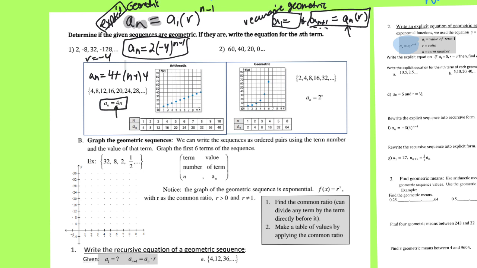It's okay to leave it like this. It's also okay to simplify it, to make it look like a linear equation. For exponential growth or geometric sequences, notice they have a common ratio, and this one is doubling each time.